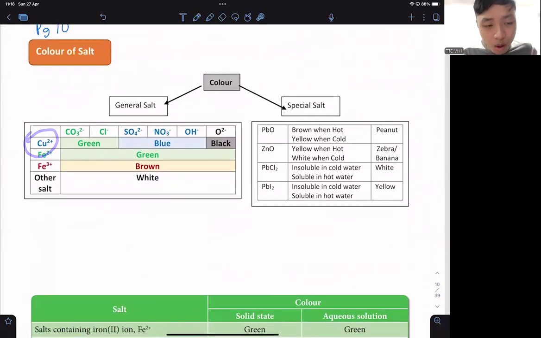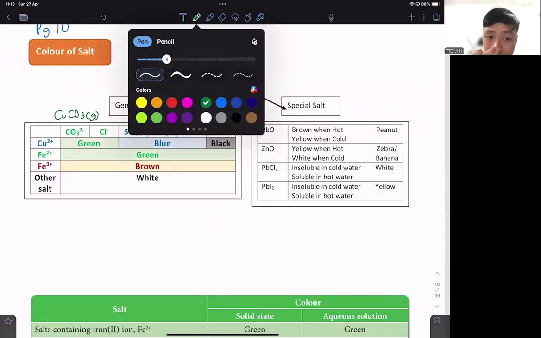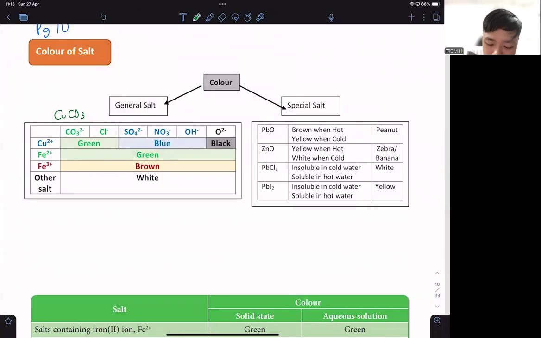So for copper 2 ion, remember copper 2 ion? A lot of people still forget. The salt is mostly blue color. When you dissolve in water, blue color. But certain ones cannot dissolve, like copper 2 carbonate. Copper 2 carbonate is green color. Remember, green color. Write down green. And also copper 2 chloride, solid is green color.